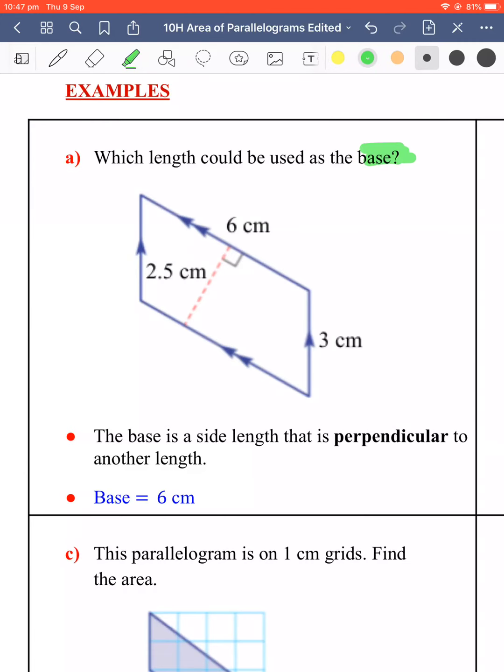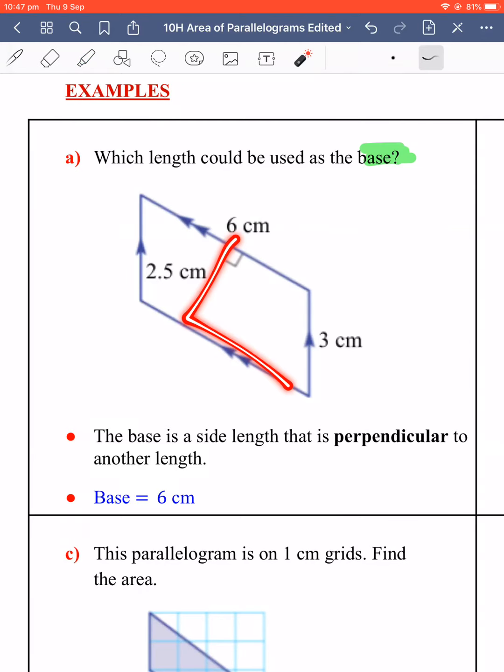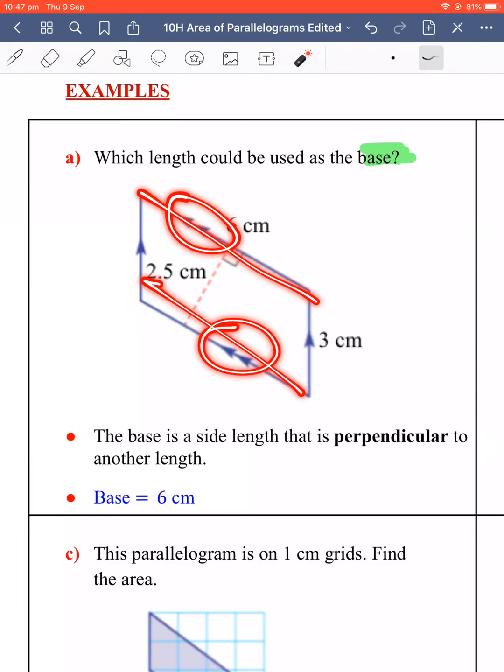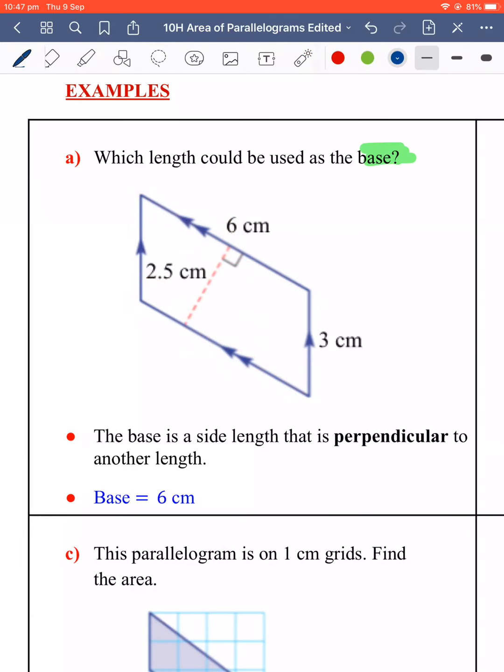In order to find the base, we need to look for something that has that L shape. That L shape will have the height, and it will have the base at the bottom. Here, we have two arrows, which means this side is the same as this side. So I'm going to quickly write that in. This one is also 6 centimeters. And going back to here, this one is going to be my base. That is how I get my answer.